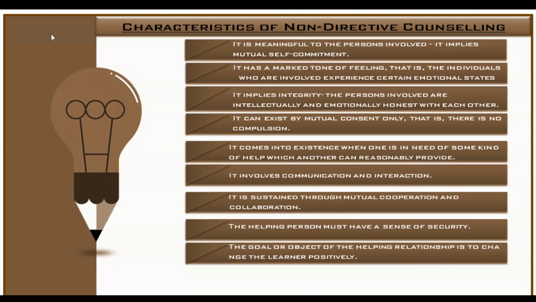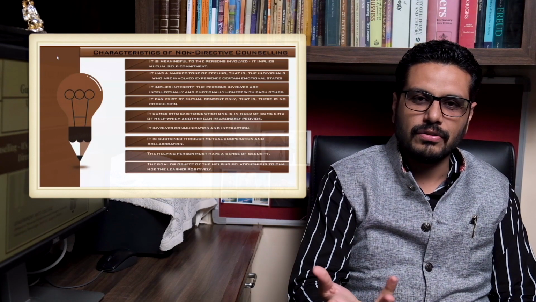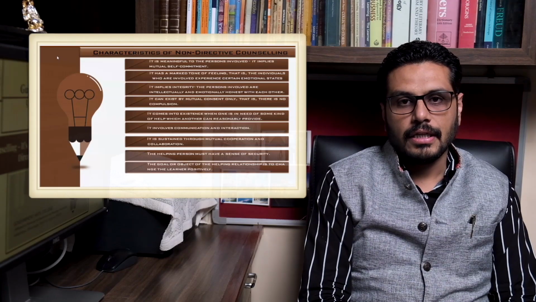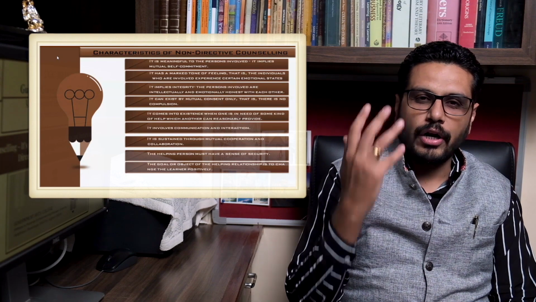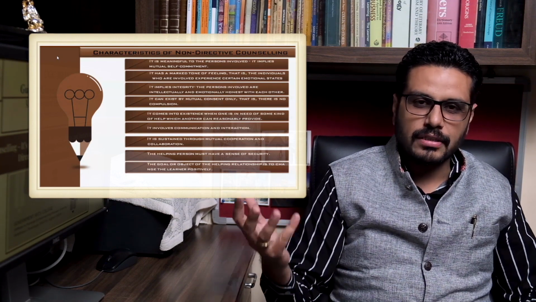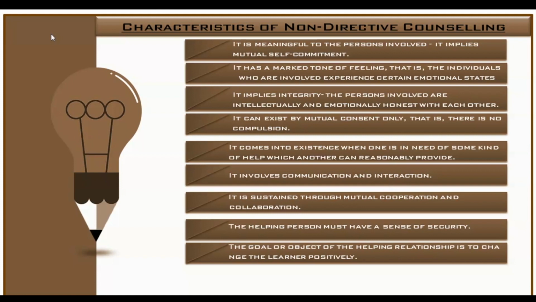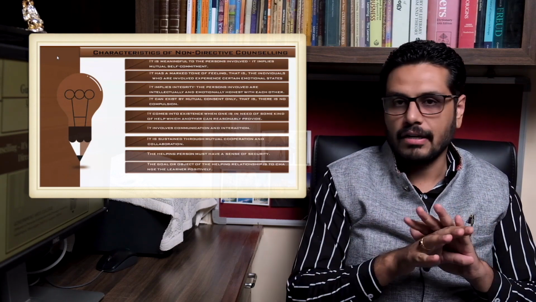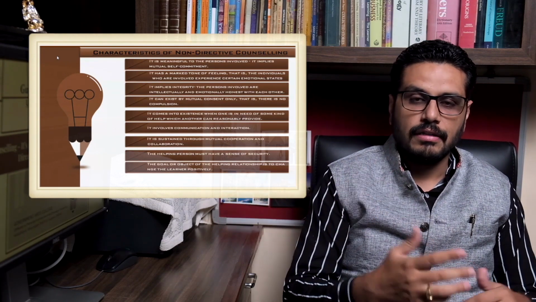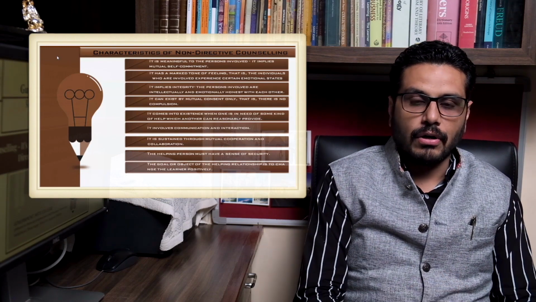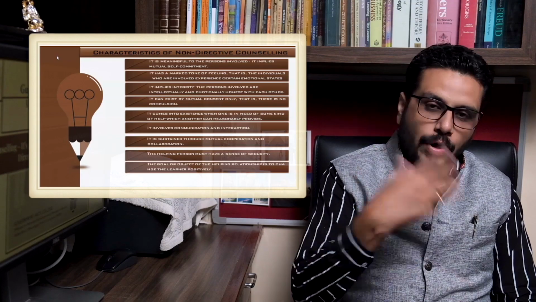Third point is it implies integrity. Very important word in our profession, of course. The persons involved are intellectually and emotionally honest with each other. Honesty is the first thing that you need to have. If a person who is coming to you is not honest to you, you'll not be able to provide them with solutions at all. Okay, then it can exist by mutual consent only. If I am willing, you are not willing, non-directive counseling does not help. Both of us will have to be sailing in the same boat in order to be aware about what the counselee is going through.